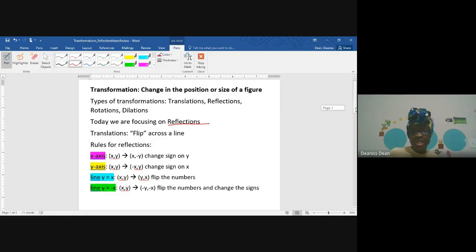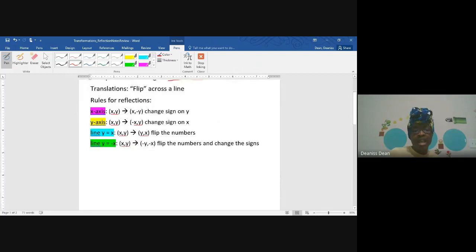If it tells you, for example, you want to reflect across the line y equals x, you just flip the x and y coordinates for each point. So if it was 2, 3, it would flip and become 3, 2. And then if I want to reflect across the line y equals negative x, I flip the numbers first, then I change the sign on them. So you flip the numbers first, then change the sign.